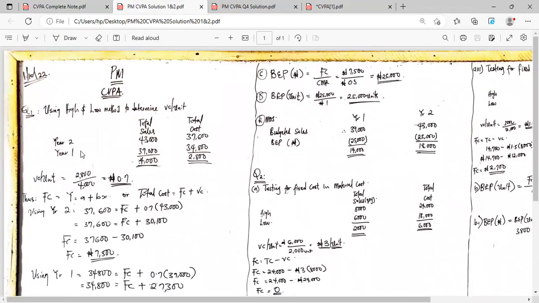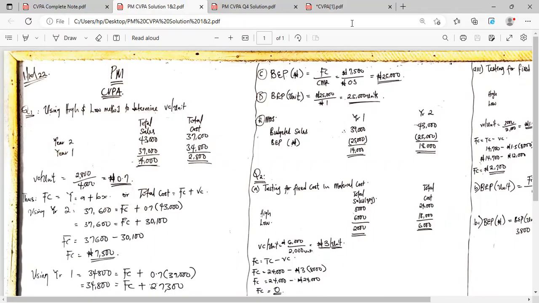Okay. So we have question 1. I said using high and low method to determine variable cost per unit. We were asked to get fixed cost, but before you can get fixed cost, you need to solve for variable cost first. That is why I titled my heading using high and low method to determine variable cost per unit.